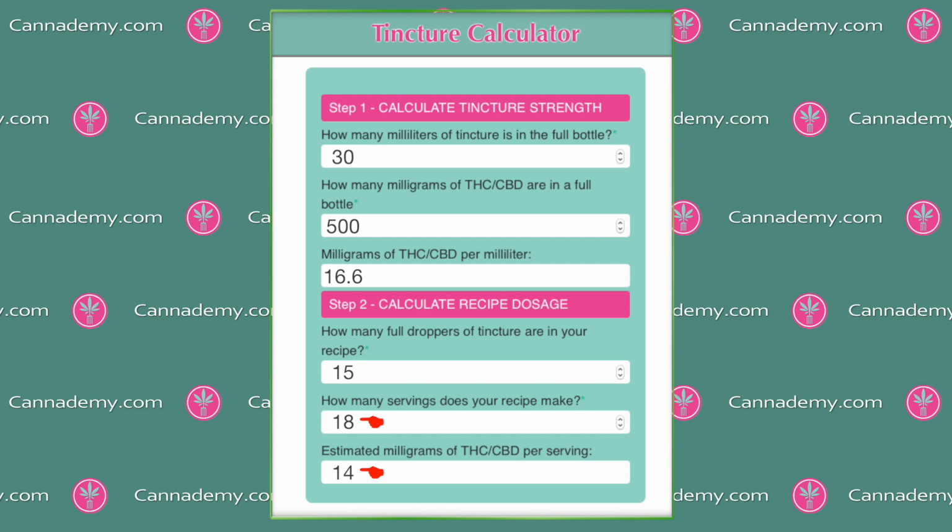When we enter 18 in this field, we see that each serving of our edible or each application of our topical will contain about 14 milligrams of CBD. Feel free to adjust the step 2 numbers up or down to attain the specific dose you're looking for. For instance, add more tincture or make fewer servings or applications for a higher per serving dose.